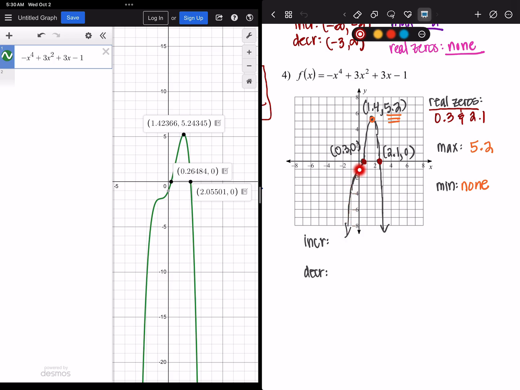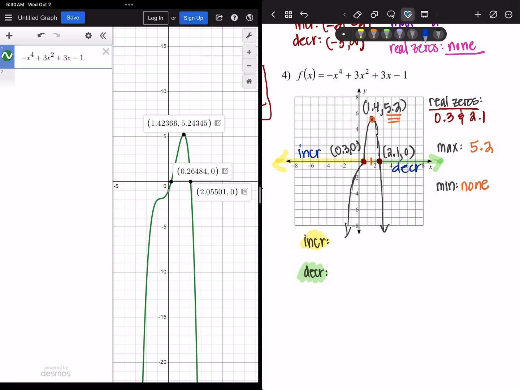This graph is increasing, increasing, increasing, increasing until it gets to this turning point. Once it gets to the turning point, it changes from increasing to decreasing. So the x value at which this happens is 1.4. So from -infinity to 1.4, the graph is going to be increasing. And from 1.4 to positive infinity, the graph is going to be decreasing.